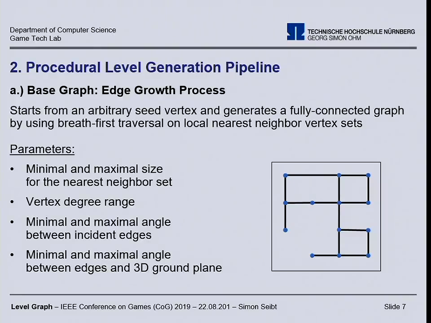On the right side, we can see a simple example where the minimal and maximal angles were set to 90 degrees. So this creates only, for example, rectangular mazes. And the last parameter is used for 3D levels, to regulate the steepness of corridors.